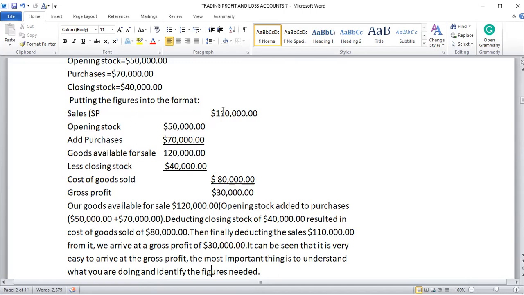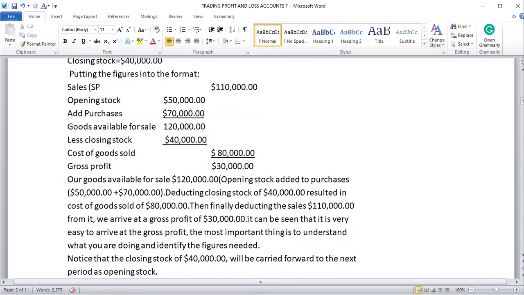So $110,000 minus cost of goods sold $80,000, we get a profit of $80,000. Sorry, $30,000. It can be seen that it is very easy to arrive at a gross profit. The most important thing is to understand what you are doing and identify the figures. So as I said, you have to understand what you're doing, you identify the figures, then you put them into whatever formula or steps you have.